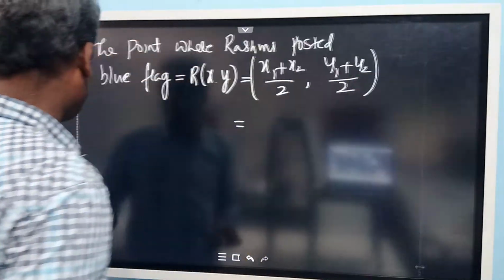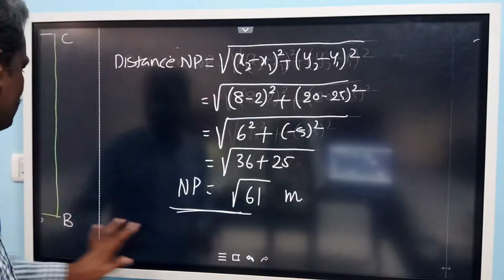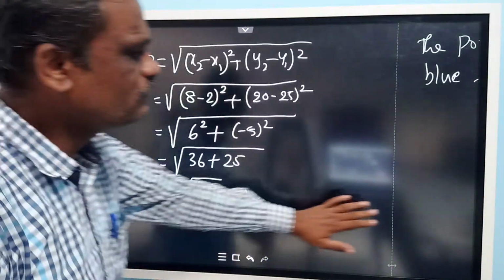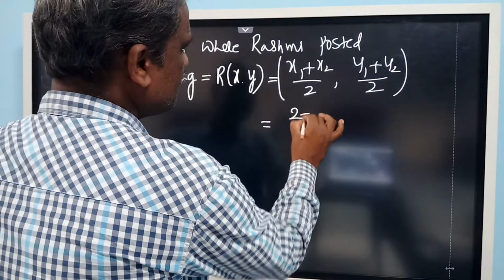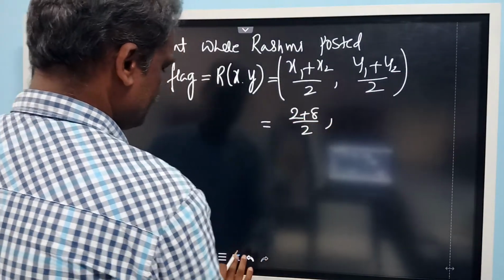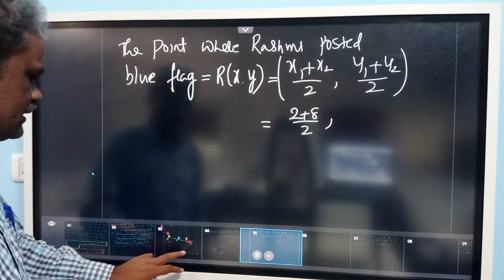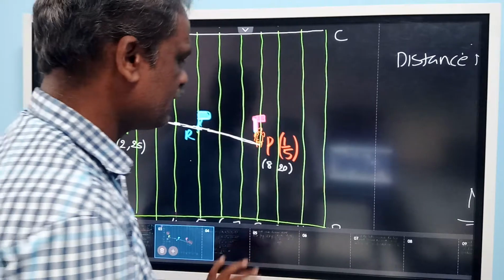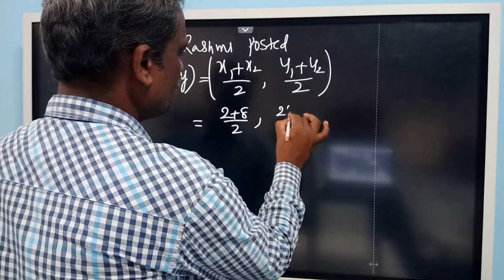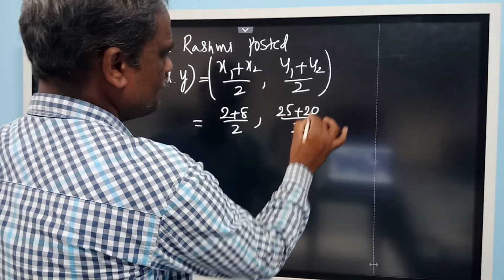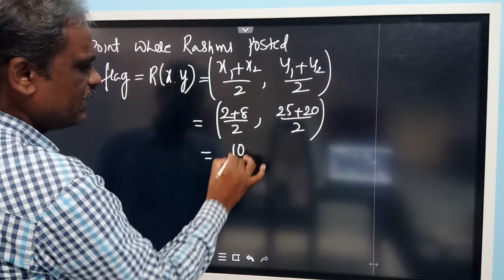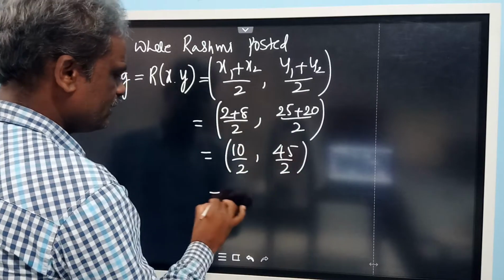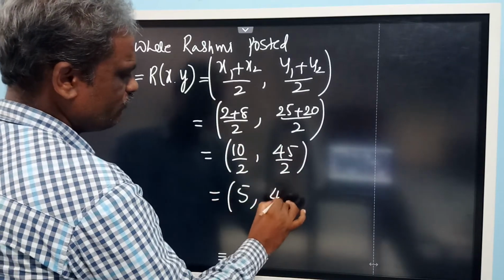So you will get the midpoint formula: (x1 plus x2) by 2. The x coordinates: 2 plus 8 divided by 2. Then the y coordinates, look at this diagram: 25 plus 20 divided by 2. So you will get 10 by 2 and 45 by 2. So what is the point you are getting? 5 comma 45 by 2.